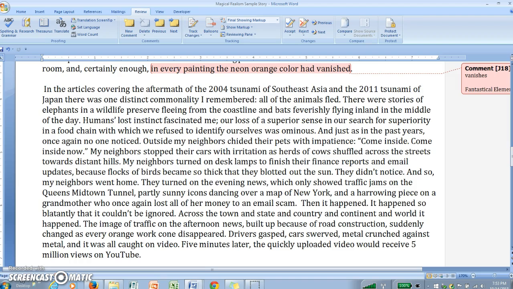And when he went to go tell his friend Leaf Whitaker, something mysterious happened. The color neon orange disappeared. There was paint that was neon orange and it disappeared, and all of the neon paint that Leaf had used in multiple paintings disappeared. In every painting, the neon orange color had vanished.